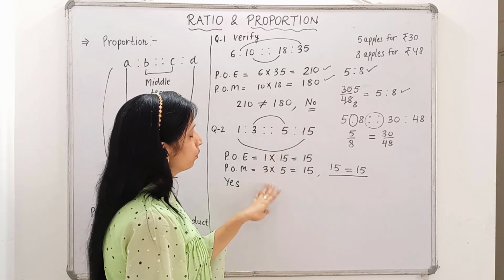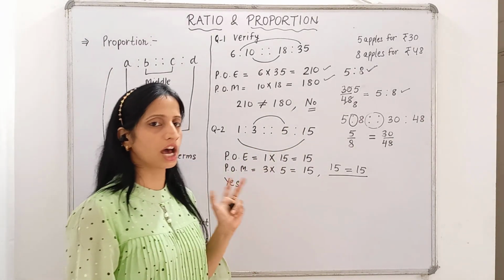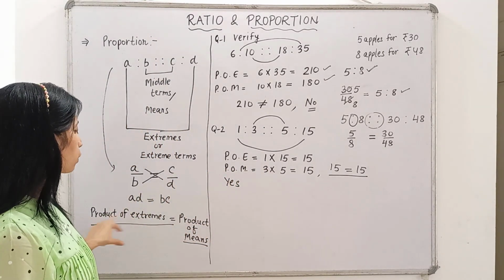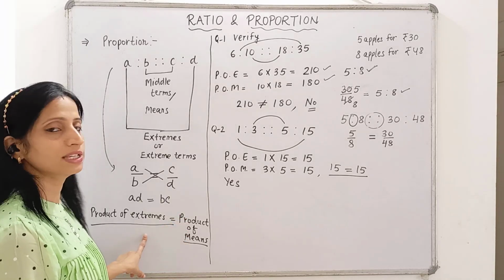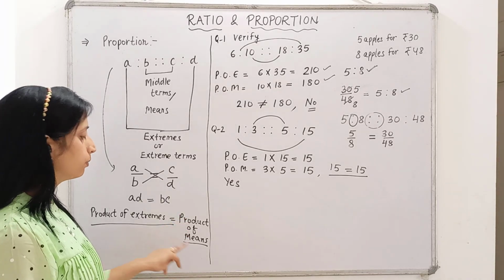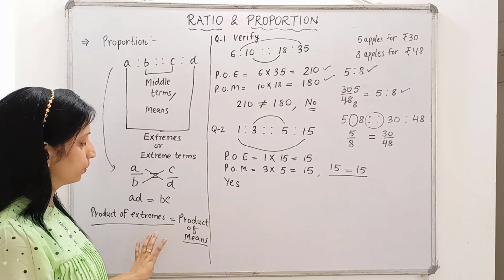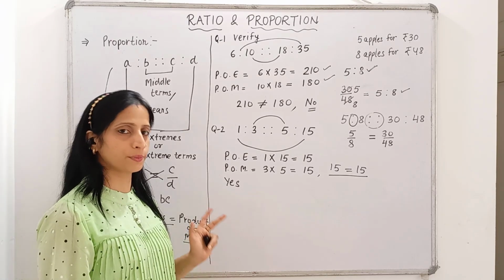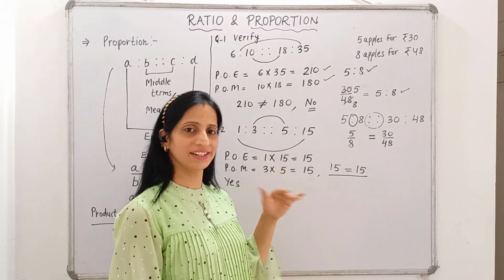Okay. So whenever you have to find out whether the given ratios are in proportion or not, always use this formula. Product of extremes is equal to product of means. If it's coming equal, this means they are in proportion. If they are not coming equal, this means they are not in proportion. Okay. Now I hope that you understood the basics of ratio and proportion. In my coming videos, I will discuss these topics in detail.